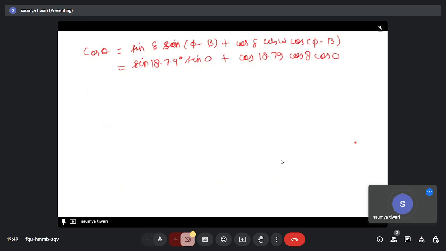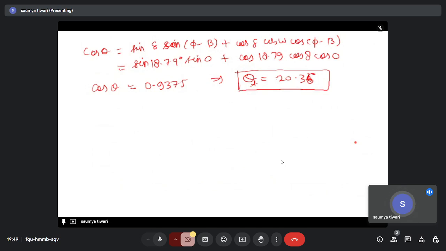So cos theta will finally be 0.9375 and your theta value will come to be 20.36 degree. So this is the angle of incidence for beam radiation on your tilted surface.